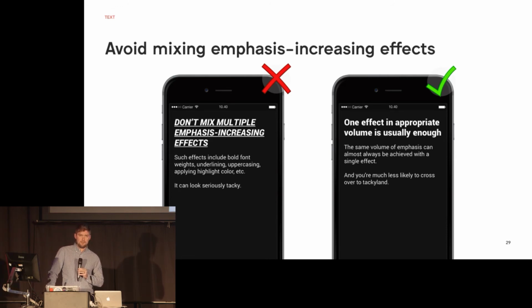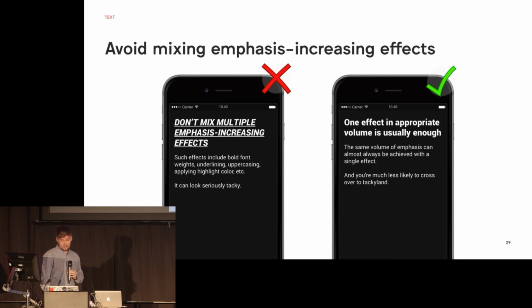Again, the fewer, the better, generally. So we want to establish hierarchy, but overdoing it looks clumsy very easily. So usually it's enough to have just one emphasis increasing effect. Like if you go with a bold, slightly slanted, underlined title, that's at least one effect too much. Usually just adding one emphasis increasing effect is enough. Like here, on the right-hand side, we have a bigger size and, as a second effect, a slightly bolder cut of the font.